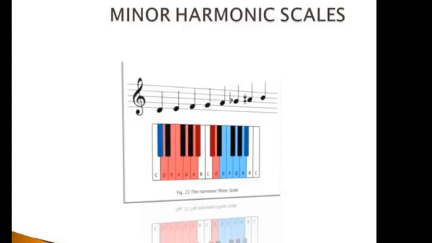The minor harmonic scale has the 7th note raised, and the 7th note is C sharp, so it's going to give you that semitone at the top. And the minor harmonic scale is going to sound like this.